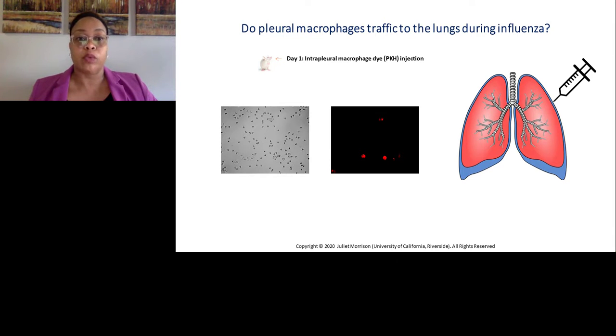So in this experiment, we are doing an intrapleural injection of a macrophage dye called PKH. And when you harvest the pleural fluid, you can see that we have these red cells here because the macrophages have specifically taken up this dye.